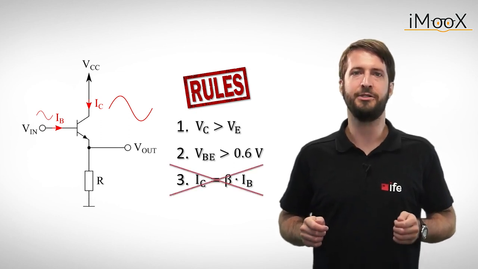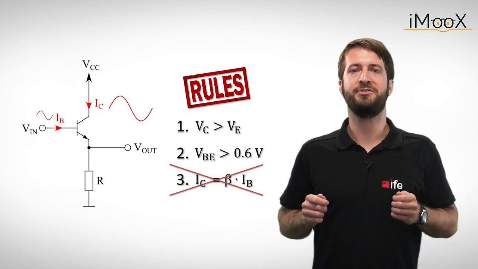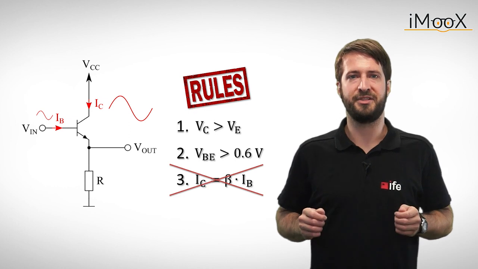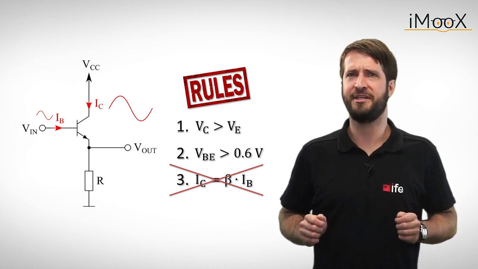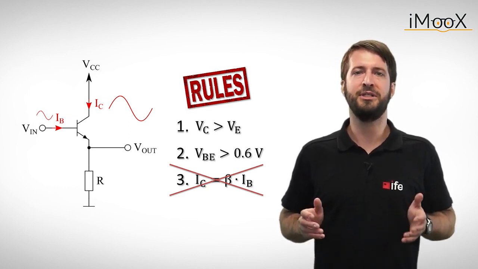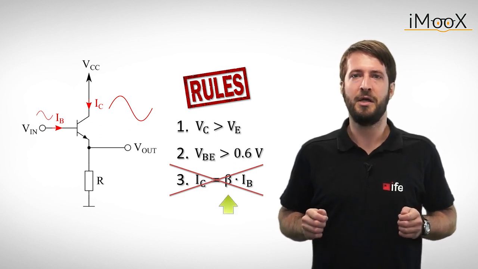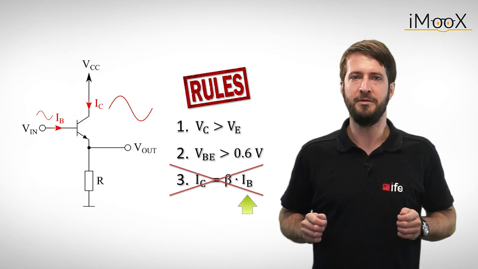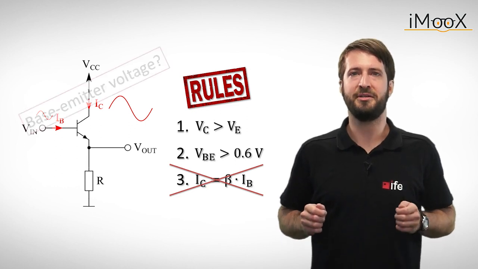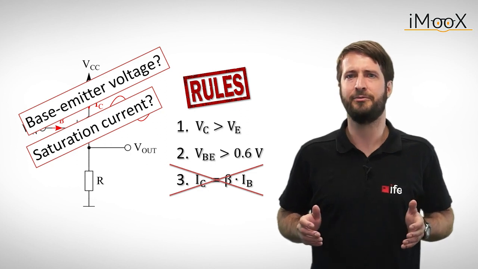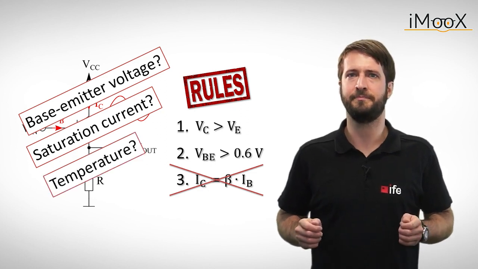For a basic calculation, the rule might be sufficient, but if we want to account for a nonlinear behavior of IC, we will need a more sophisticated formula. As we now know, IC is not only dependent on beta and the base current, IB, but also on the base emitter voltage, the saturation current, and, to make things even worse, the temperature.